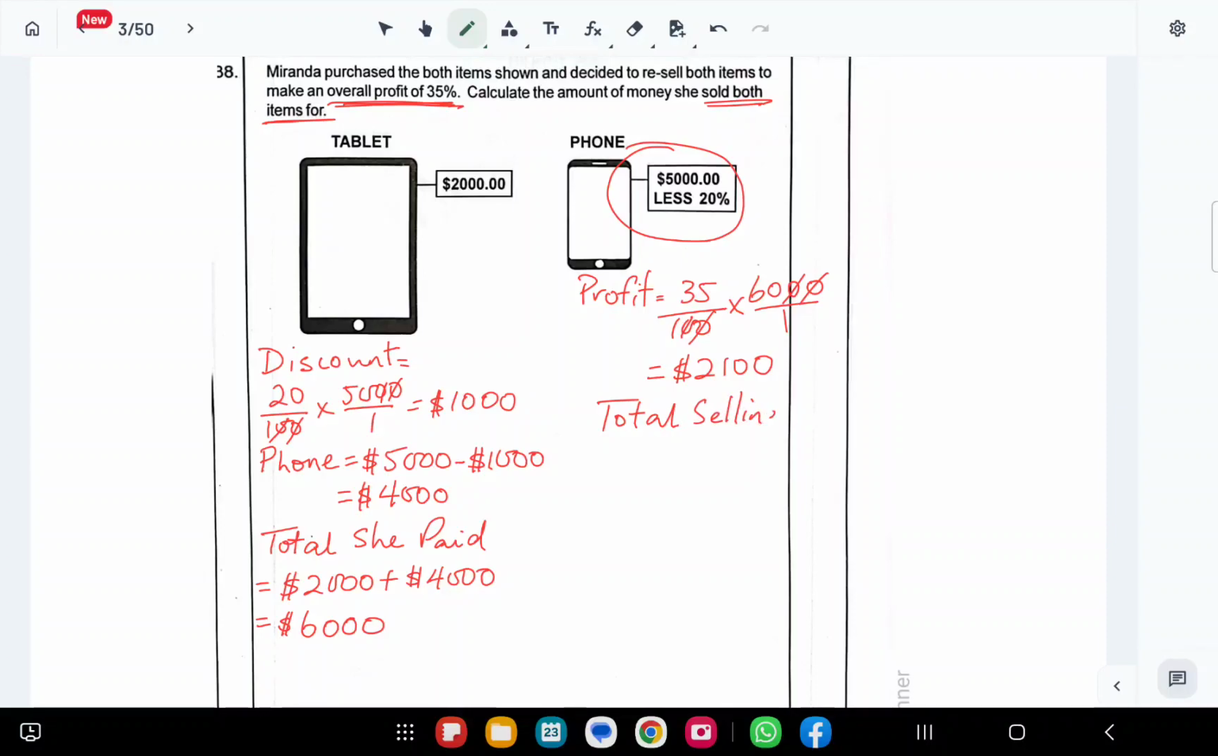And to calculate the total selling price, it will be the cost price, which is the $6,000 she paid for the items, plus the profit amount, which we found out to be $2,100. That will give us $8,100. So that means she wants to earn $8,100. Alright, because to make a profit of $2,100, which is equal to 35%.